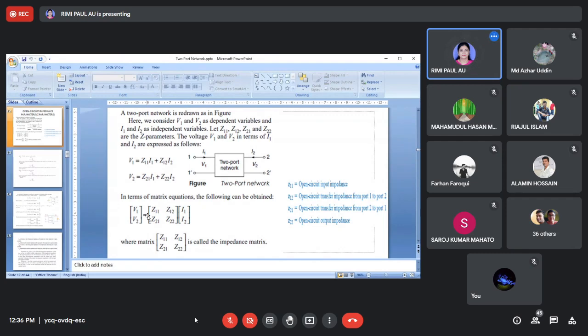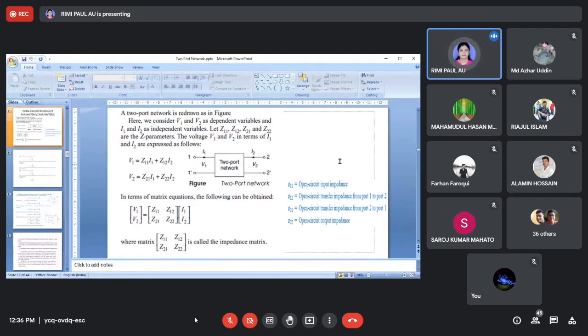Now, in a one port network, you can write V is equal to IZ and find Z. But in a two port network, Z is not a single parameter. There are four parameters present: Z11, Z12, Z21, Z22. These four parameters you have to find out.